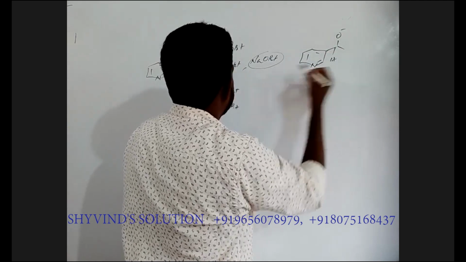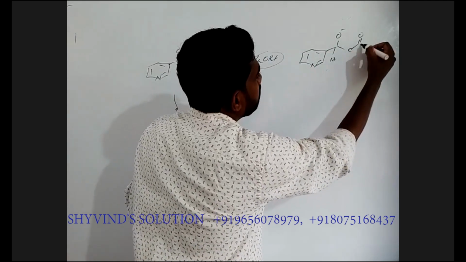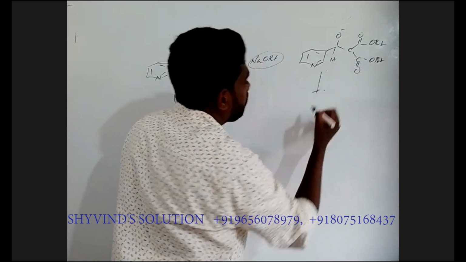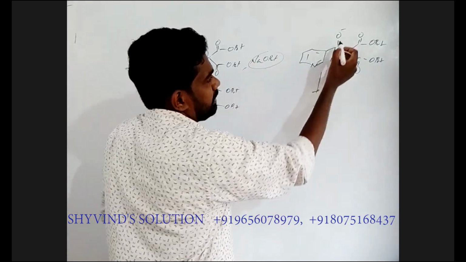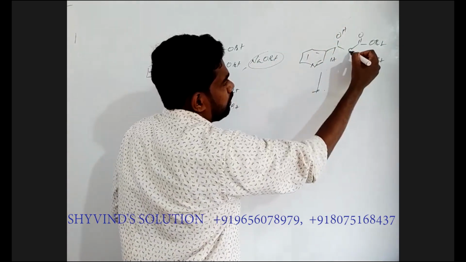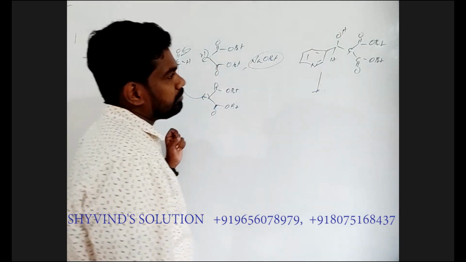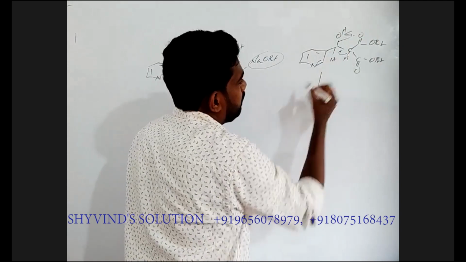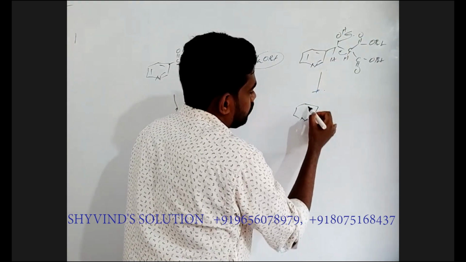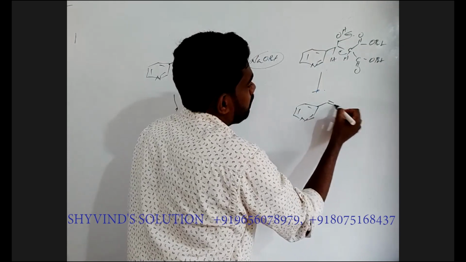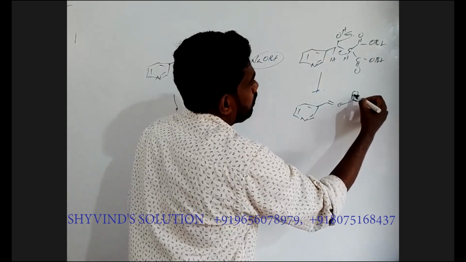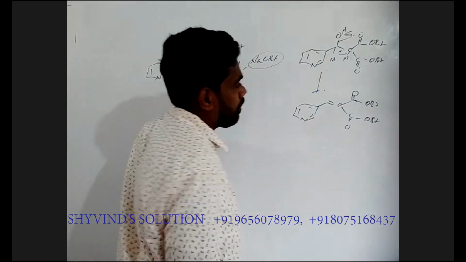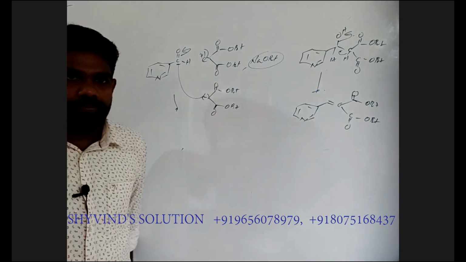O minus H, this carbon. C double bond O, OEt, C double bond O, OEt. Okay, now in the presence of a base, this will protonate from H plus. We know if we have a hydrogen here, it will undergo E1cB elimination. So we will get C double bond C, C double bond O, OEt, C double bond O, OEt. Okay, this is the product formed. This is the product of the first step.